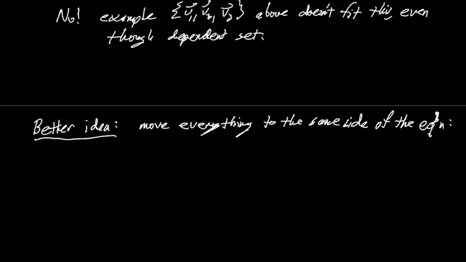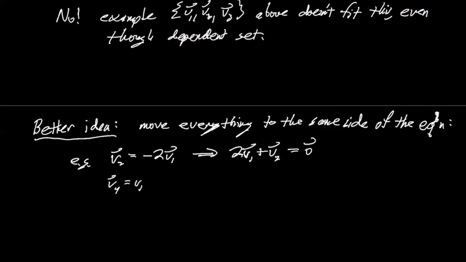For example, when we had v2 is negative 2v1, let's rewrite that by adding 2v1 to the left side and say 2v1 plus v2 equals the 0 vector. And when we say v4 is v1 plus v3, let's write v1 plus v3 minus v4 equals 0. So we always end up with the 0 vector on the right-hand side of these.